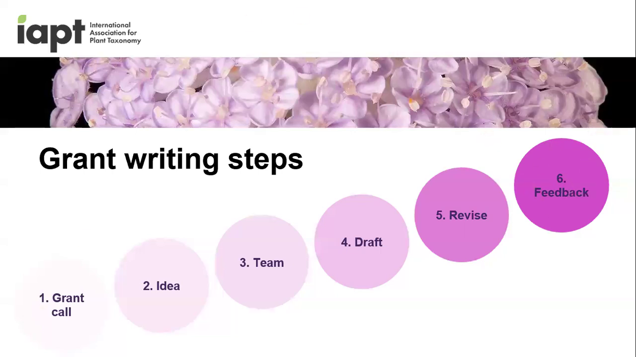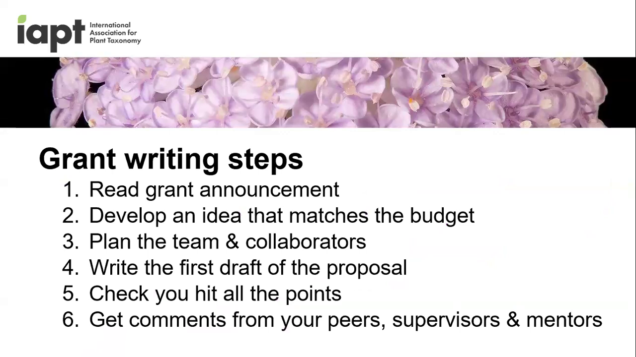So to put this into bullet points for those who don't think visually, but think in writing, there are really 6 major steps I'm identifying here. First of all, you're really meant to read the grant announcement. And then you take it from there, developing the idea, planning the team. Writing your first draft comes only here.